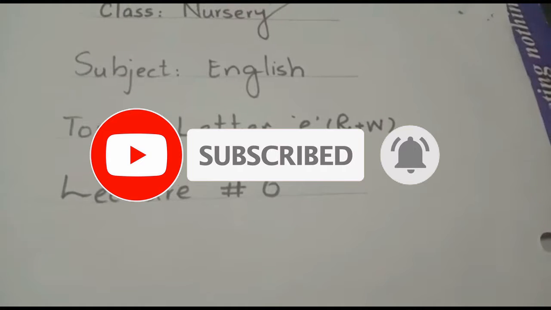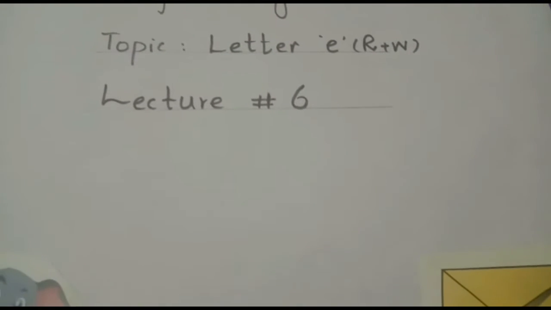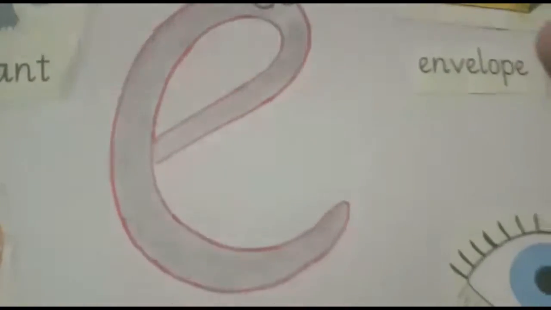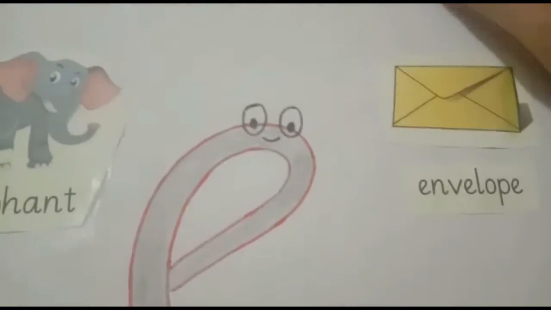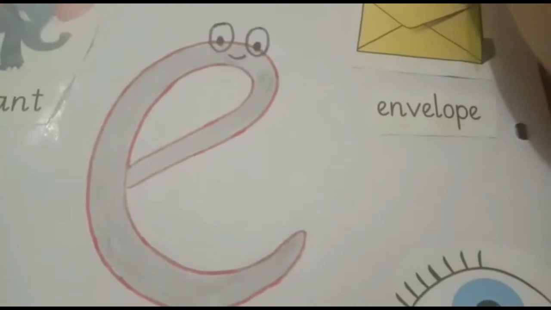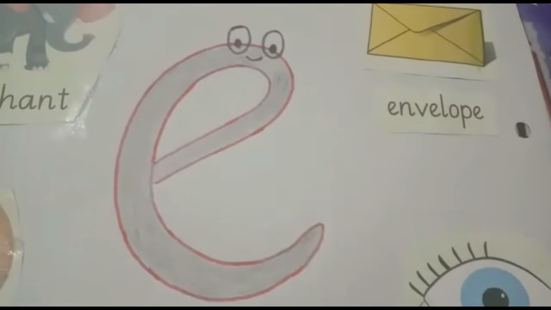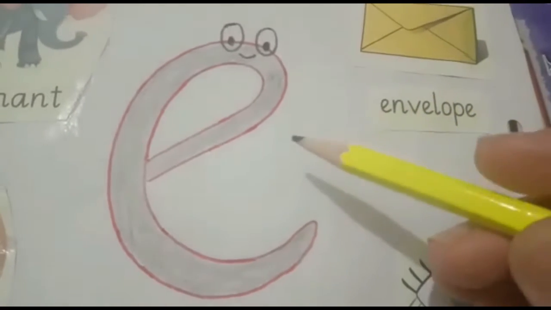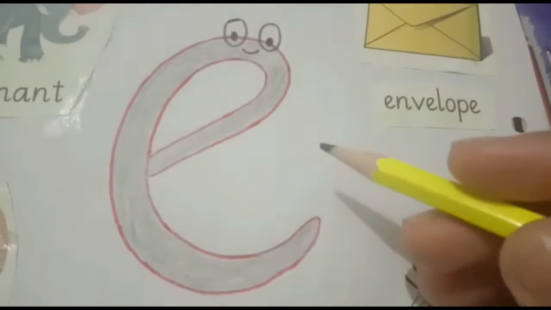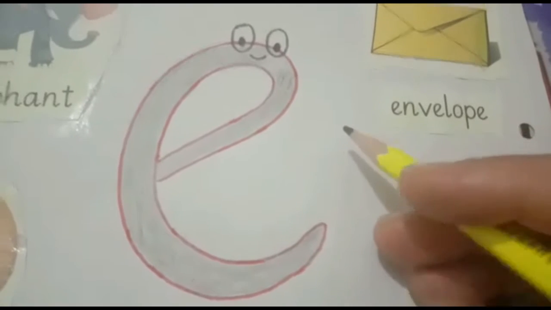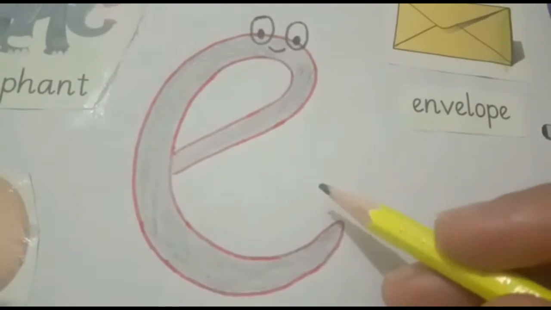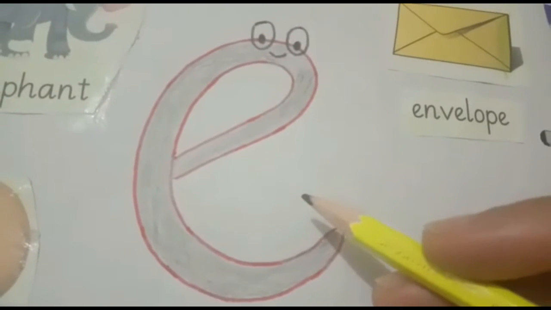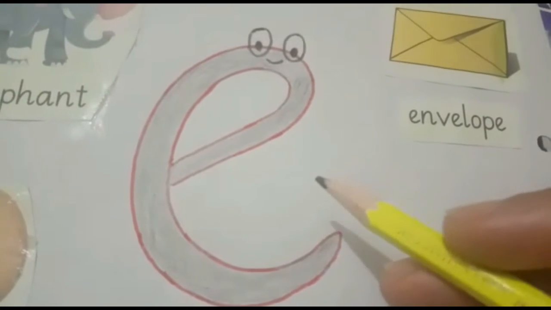What comes after letter D? Yes, the fifth letter in the alphabet. Here you can see the fifth letter, E. This is small e. This is a lowercase, and the sound of this letter is a. E, a. It has a short sound. E, a. Okay.